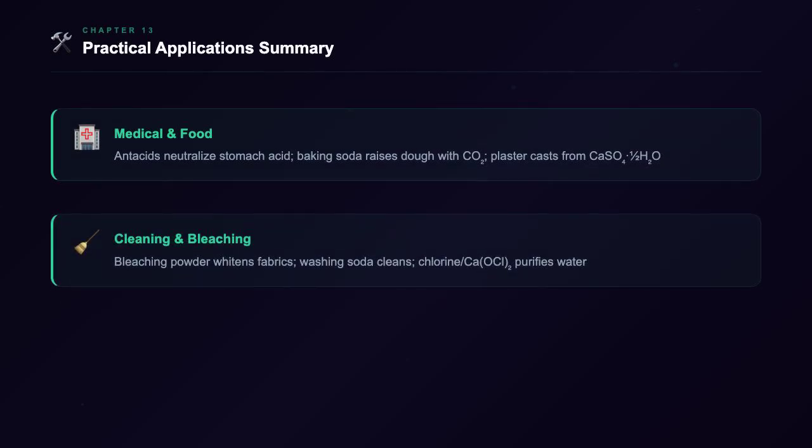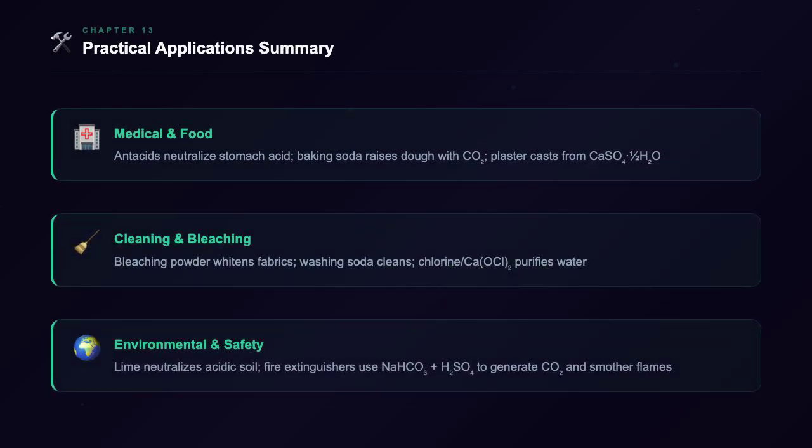Antacids use magnesium hydroxide or sodium bicarbonate to neutralize excess stomach acid. They work similarly in toothpaste, neutralizing bacterial acids. Sodium bicarbonate helps dough rise when baking by producing carbon dioxide gas. Bleaching agents like calcium hypochlorite remove color from fabrics by oxidizing them.